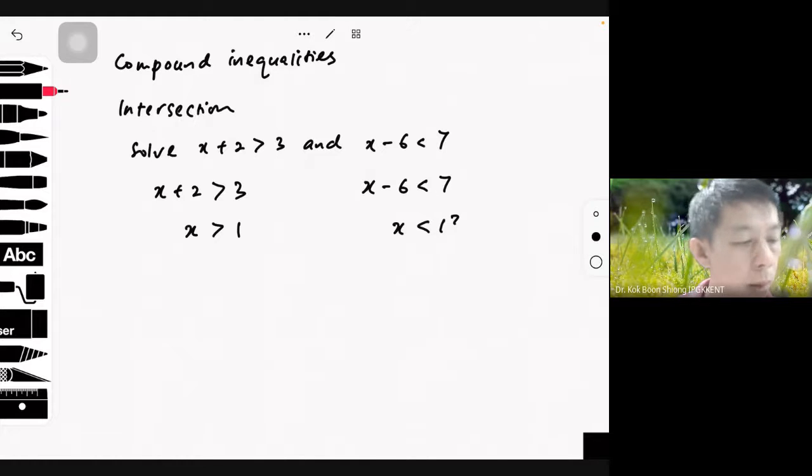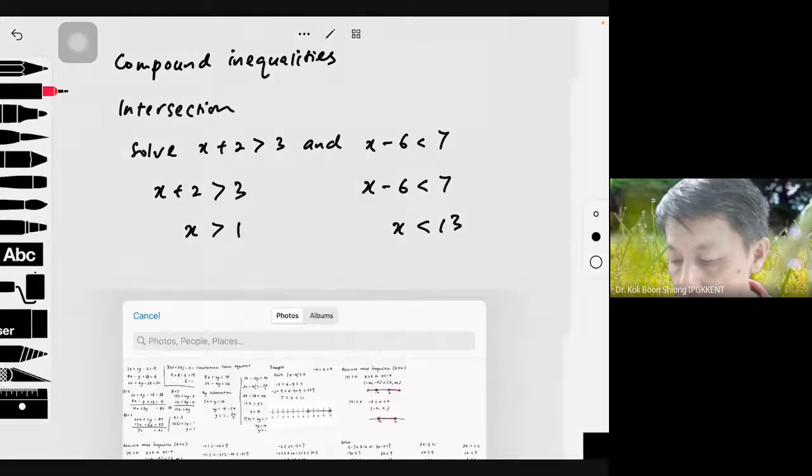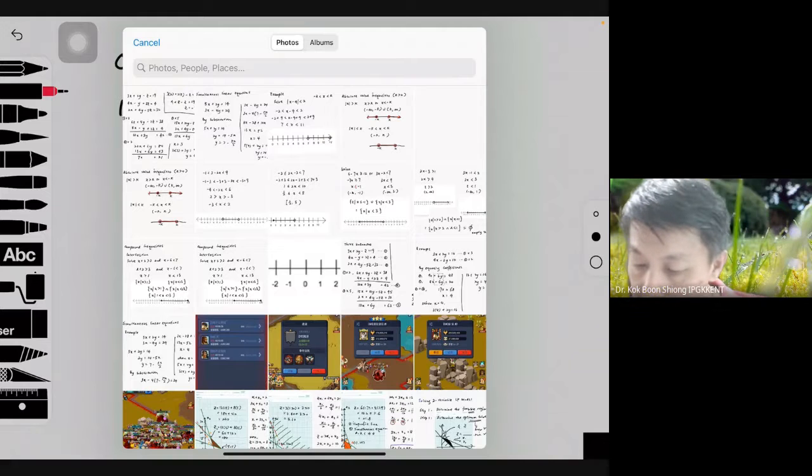Okay, so we draw this on a number line. Remember the number line?